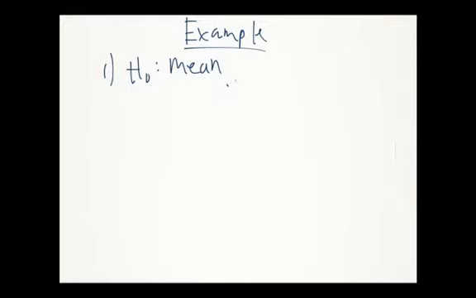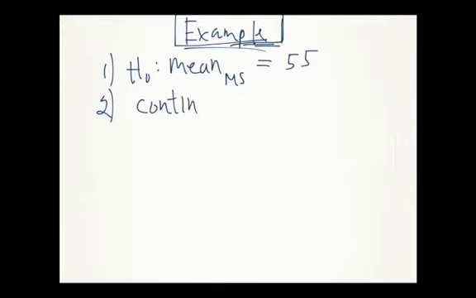Whoops, let me erase that. The mean score among those with MS, so this is how I'm writing it. The mean among those people with MS is equal to 55. Remember, 55 is the mean score among healthy folks. Okay? And so this score that we have is a continuous variable. Okay? So we had to state the type of data we were working with. This is continuous data.